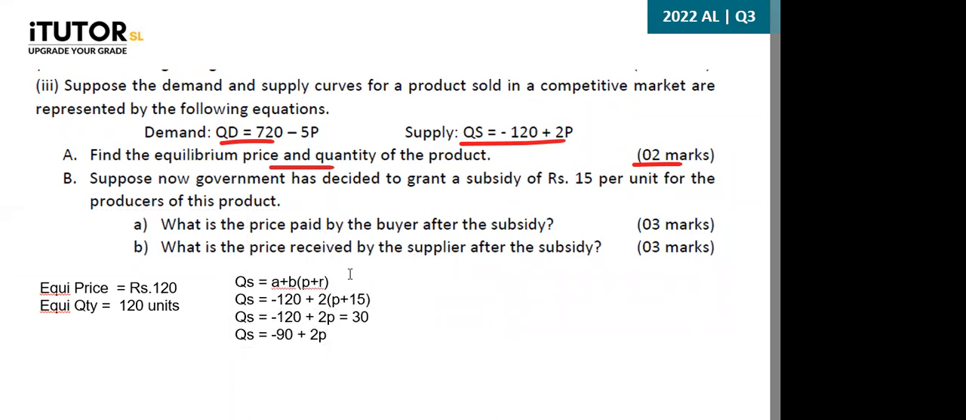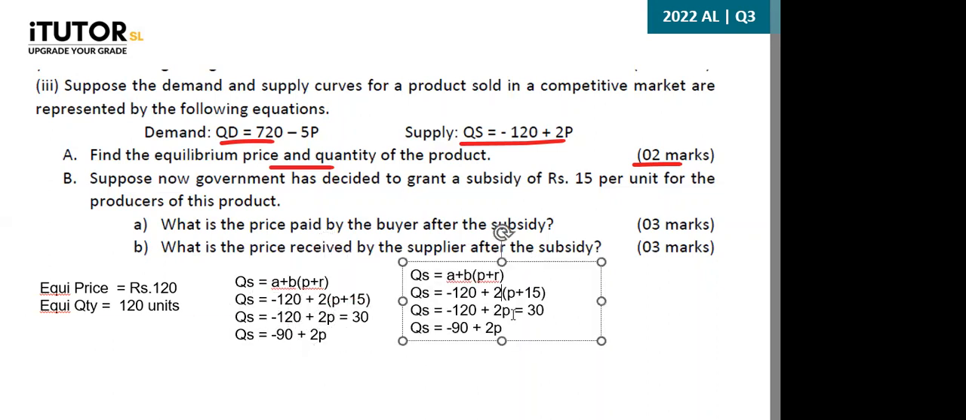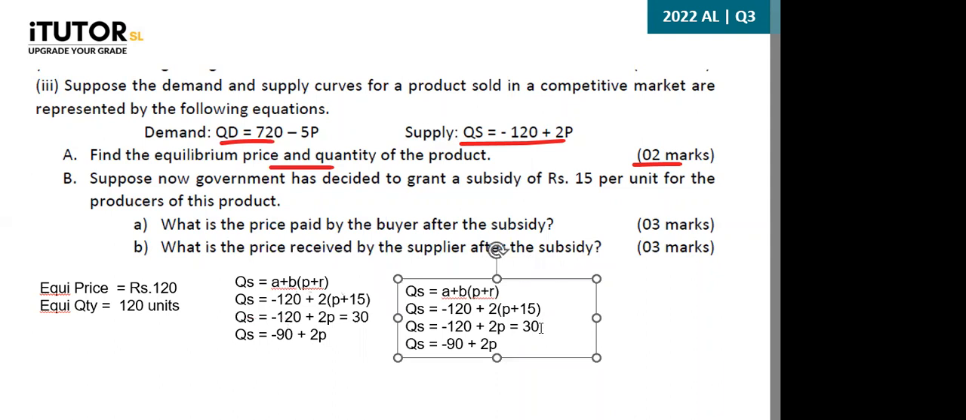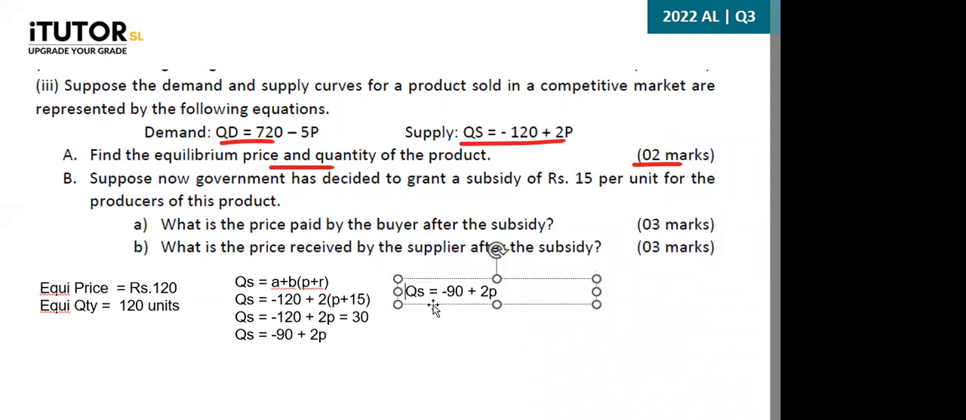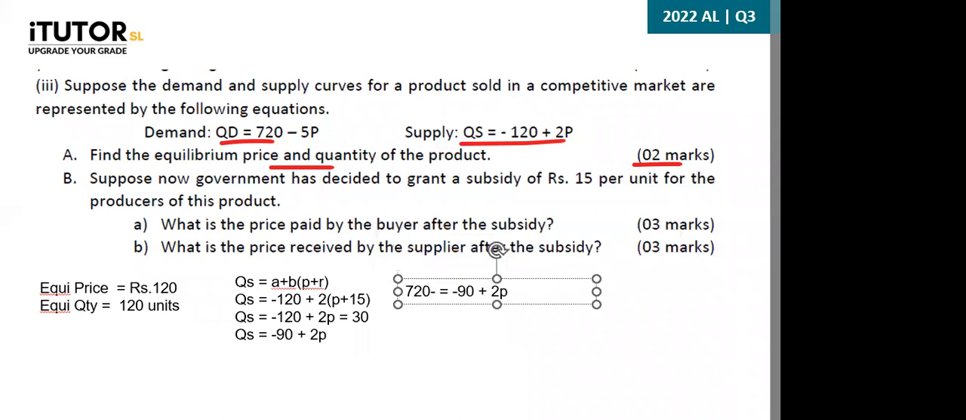Then how do you find the equilibrium price? To find the equilibrium price, you have to equate your demand equation with the supply equation. What is your demand equation? 720 minus 5P. So 720 minus 5P equals minus 90 plus 2P. So you take here 810 equals 7P. P will be equal to 810 divided by 7. How much is that, guys?